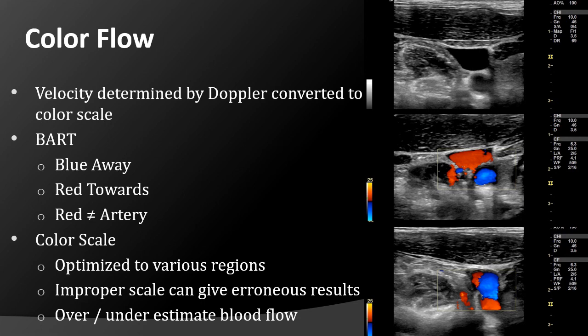It's important to remember that you can actually miss some significant amount of flow because each of these Doppler scales have a specific velocity that they're supposed to be correlated to. So the velocity of peripheral vasculature is going to be significantly different than the velocity through the heart. Making sure that you have the proper scale is going to be a critical part of adequately applying colored flow Doppler.